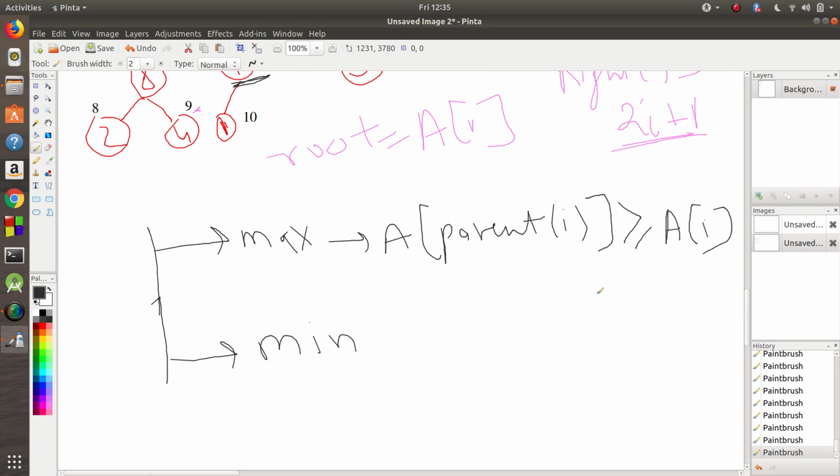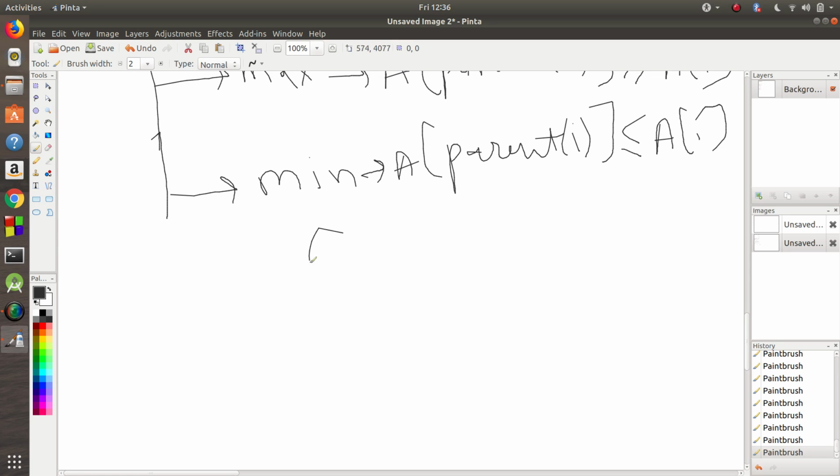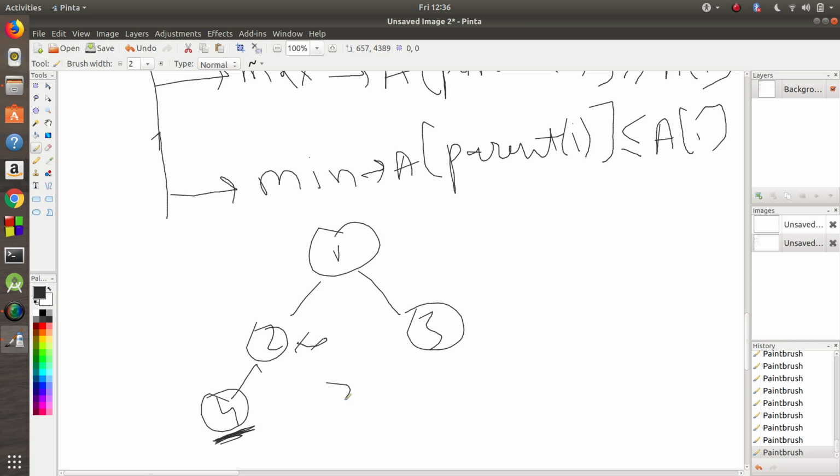Similarly in min heap there is a condition which says that A of parent of I should be less than or equal to A of I. Okay, so an example of this could be 1 2 3 4. So this is an example of min heap, right? If we look at this node, the parent of this node is this, so 2 is less than 4, so it's satisfying the condition. So that's great.